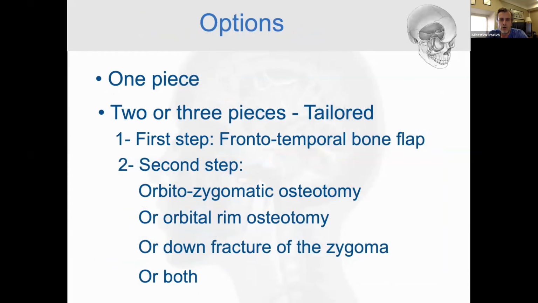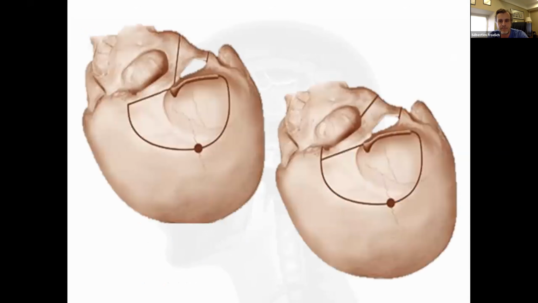So the 1-piece FTOZ is the technique I just presented to you. I am not doing the 2 or 3 piece FTOZ. I am sometimes tailoring my approach, which means I am just doing a 1-piece orbito-pterional approach, or pterional and zygomatic arch together, but I usually try to do 1 piece. These are other techniques, 2 pieces, taking only the zygoma out or taking here the zygoma plus the orbital rim.